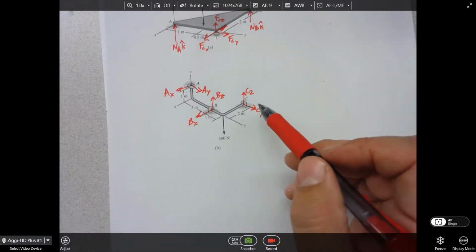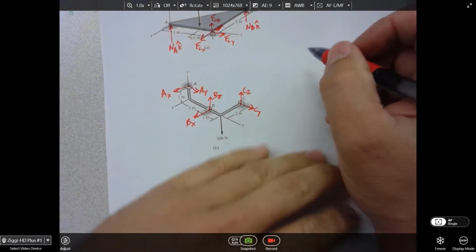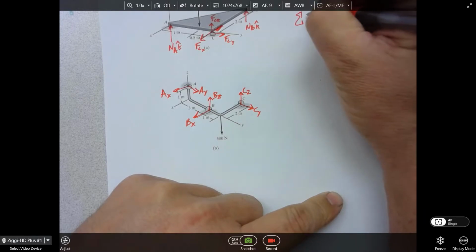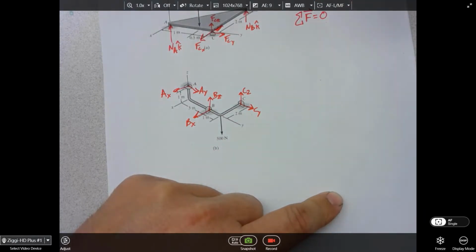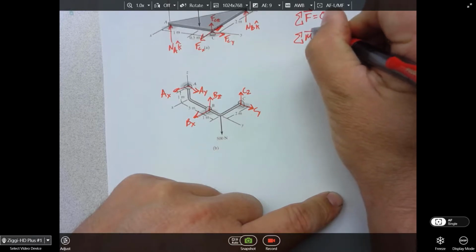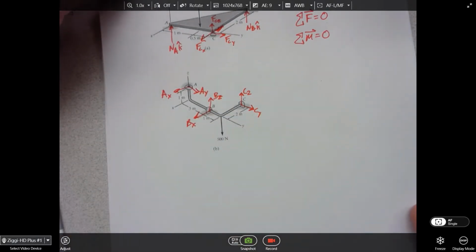Kind of get the idea of doing the free body diagrams? All right, so here's the thing. When we change from 2 dimensions to 3 dimensions, the conditions for equilibrium stay the same. It's just we're thinking about vectors more now. So we're going to say the sum of the force vectors has to be 0, and the sum of the moment vectors about a point has to be equal to 0. Okay?